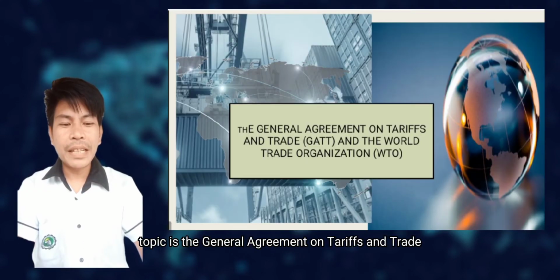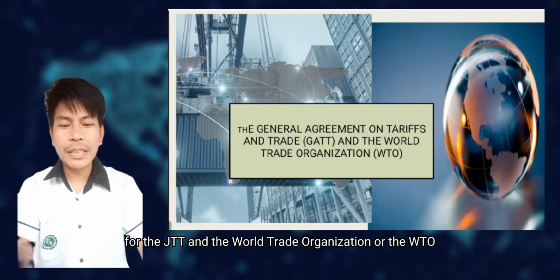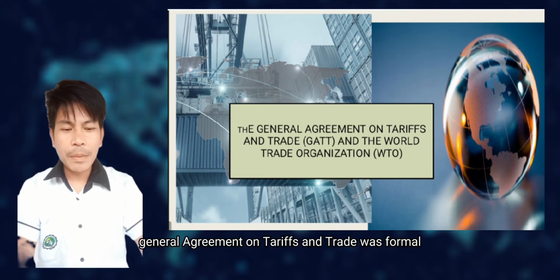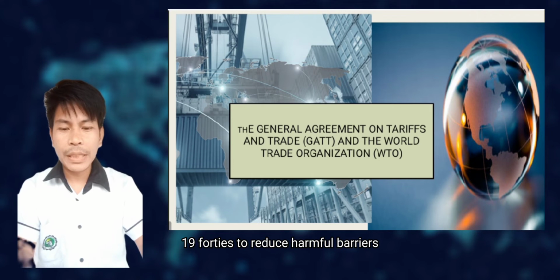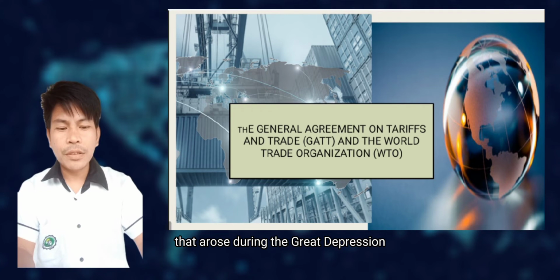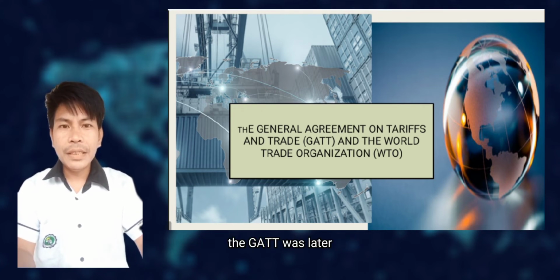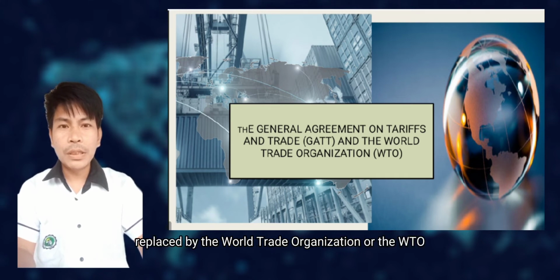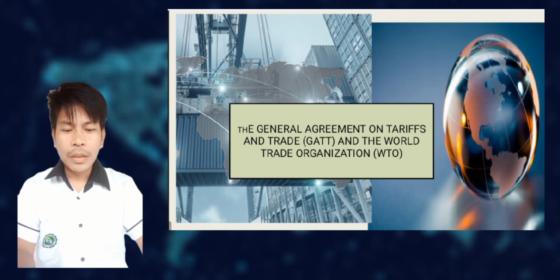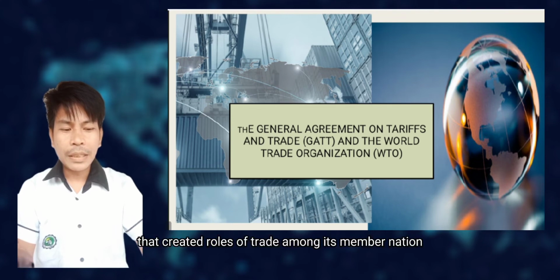Next topic is the General Agreement on Tariffs and Trade, or the GATT, and the World Trade Organization, or the WTO. The General Agreement on Tariffs and Trade was formed in the 1940s to reduce harmful barriers that arose during the Great Depression that were a major cause of World War II. The GATT was later replaced by the World Trade Organization, or the WTO, the only global organization that creates rules of trade among its member nations.